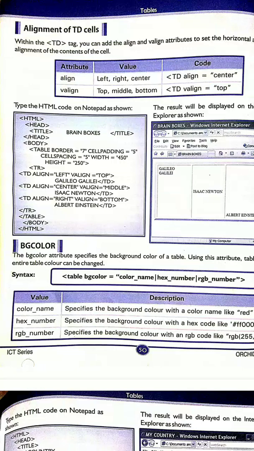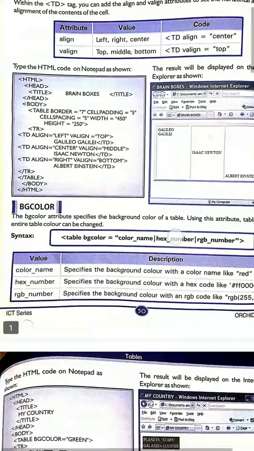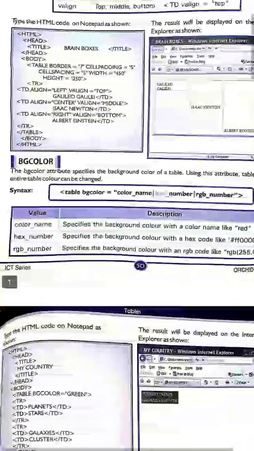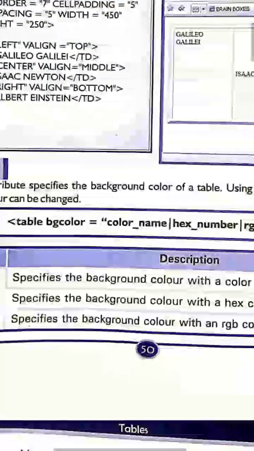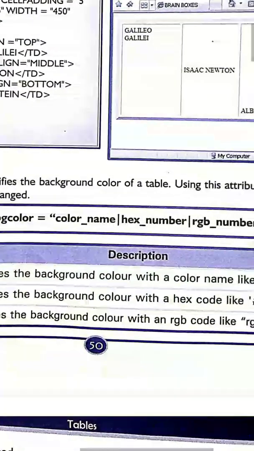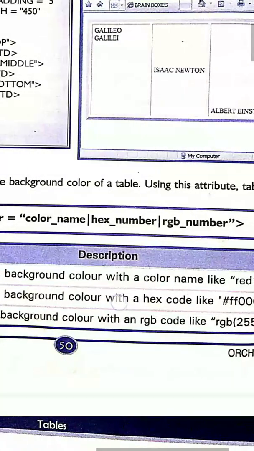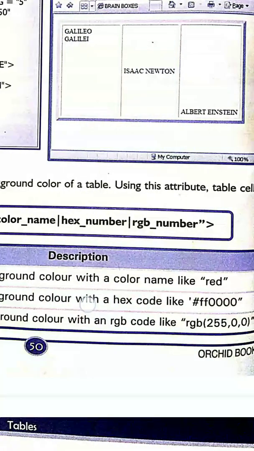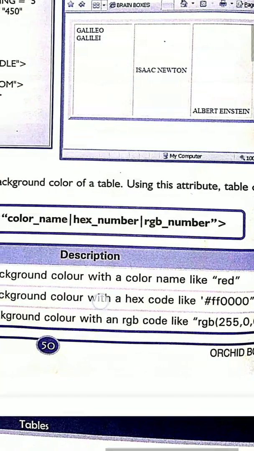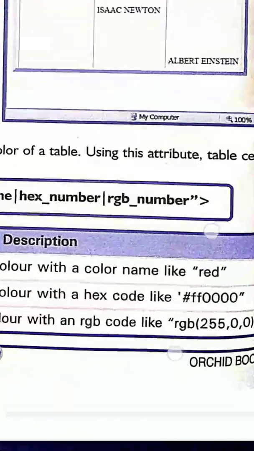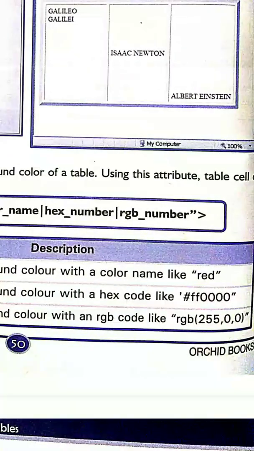Now, the next topic is background color. Bgcolor is another attribute of the table tag where you can apply some color to the table background. Here you can see the syntax: table bgcolor equal to the color name, either by name, like red, green, blue, or in hexadecimal numbers. You can also use RGB colors.